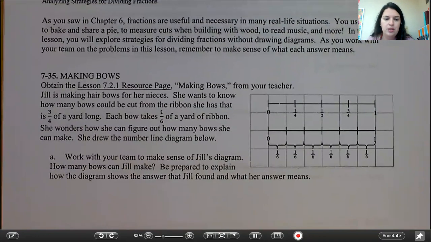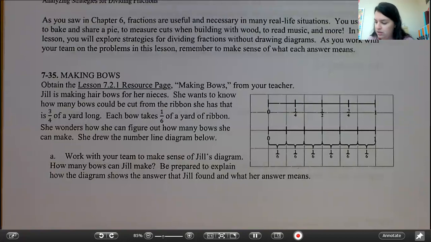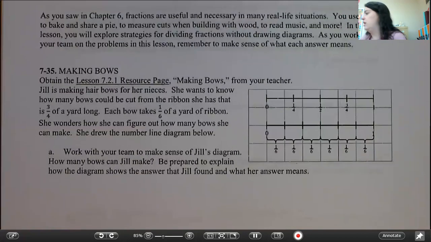A. Work with your team to make sense of Jill's diagram. How many bows can Jill make? Be prepared to explain how the diagram shows the answer that Jill found and what her answer means. So go ahead and pause your video and answer part A.